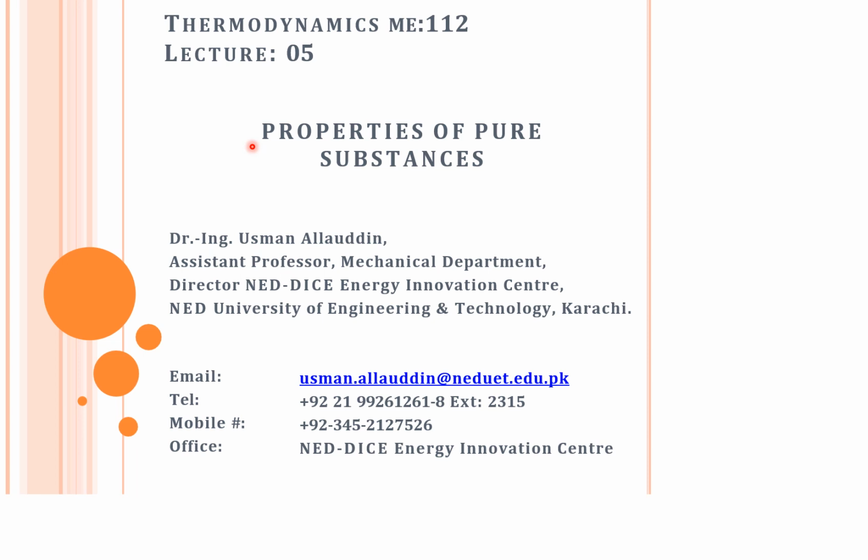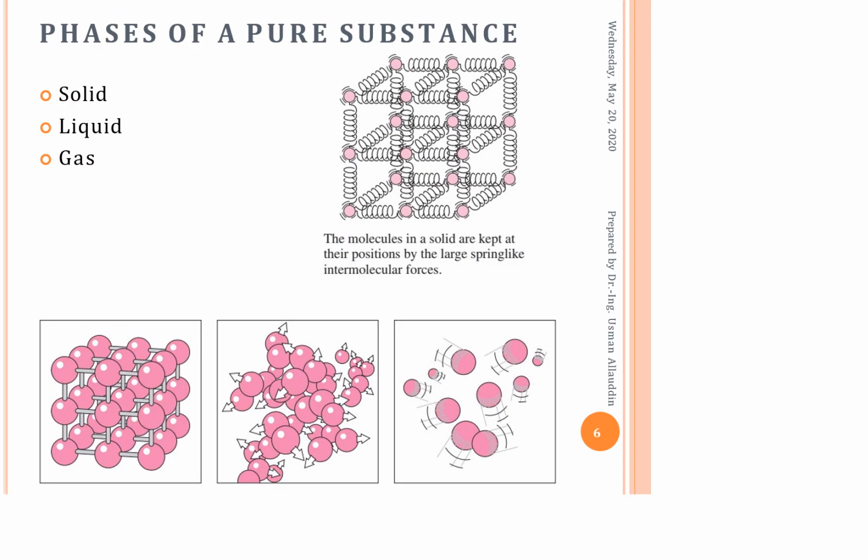And if you don't understand these topics, you won't be able to solve certain numericals. So here we have phases of a pure substance. A pure substance can be found in solid, liquid or gas. One thing that sets them apart from each other is their molecular arrangement. Solids are very compact while liquids are less compact, and gaseous molecules are very far apart from each other.